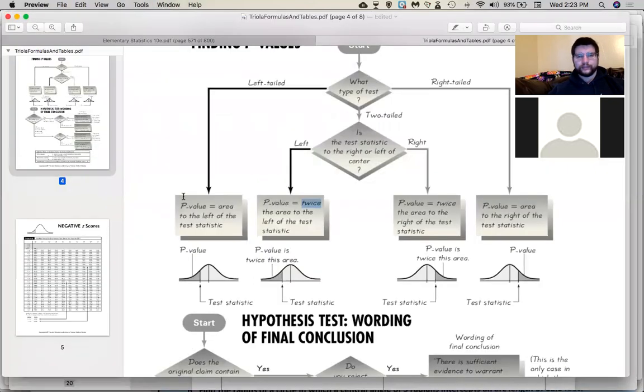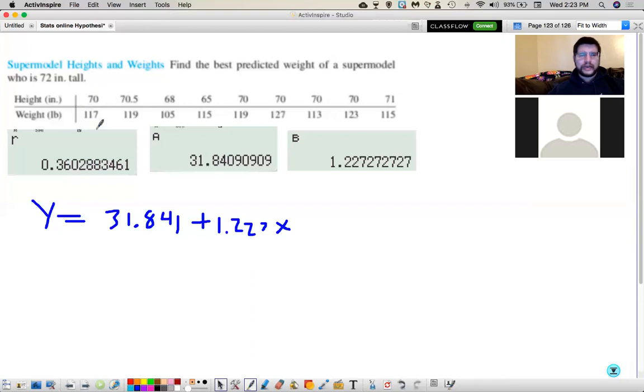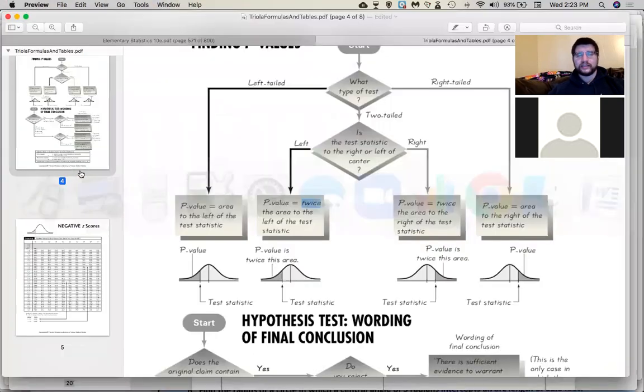Now let's see. We have 9 pairs of numbers, so n is 9. And our R value we got was 0.36. I'm thinking that's no.